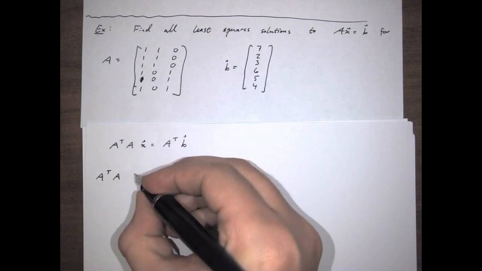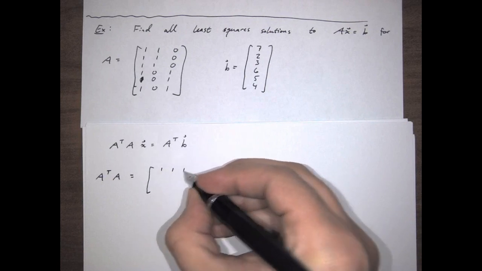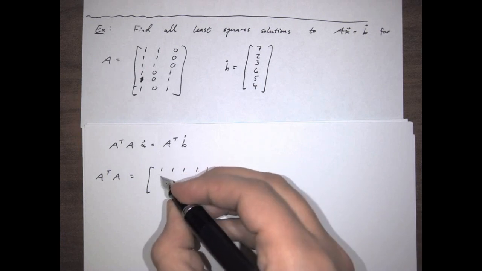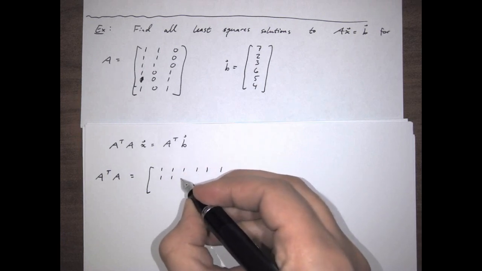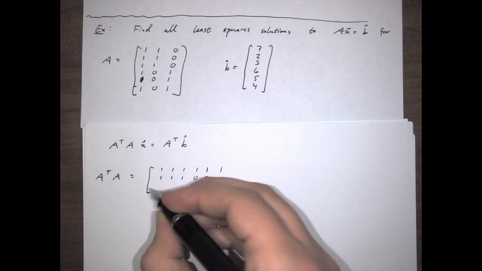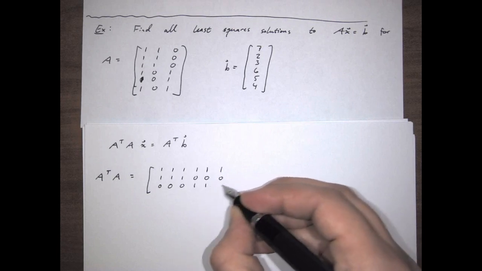A transpose A is equal to 1, 1, 1, 1, 1, 1, six ones. And then the next one is going to be 1, 1, 1, 0, 0, 0. And then 0, 0, 0, 1, 1, 1.